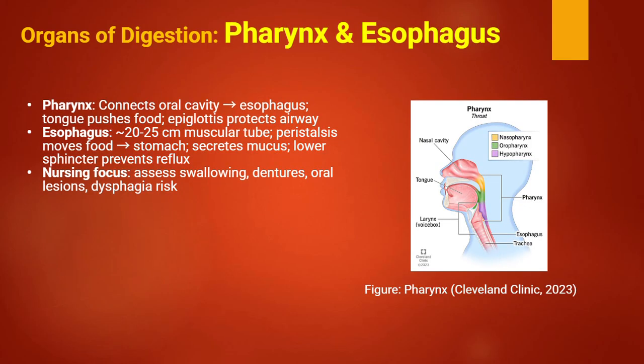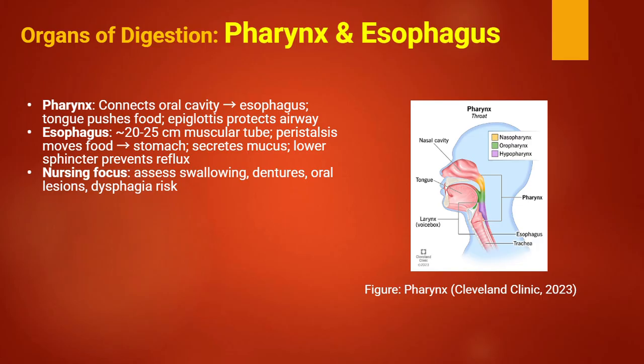The pharynx, also known as the throat, is a muscular passageway that connects the nasal and oral cavities to the esophagus. When we swallow, the tongue pushes the bolus of food into the pharynx. At the same time, the epiglottis closes over the trachea to keep food and liquids out of the airway, preventing aspiration. This process highlights how swallowing is not just voluntary, but also involves automatic reflexes for protection.